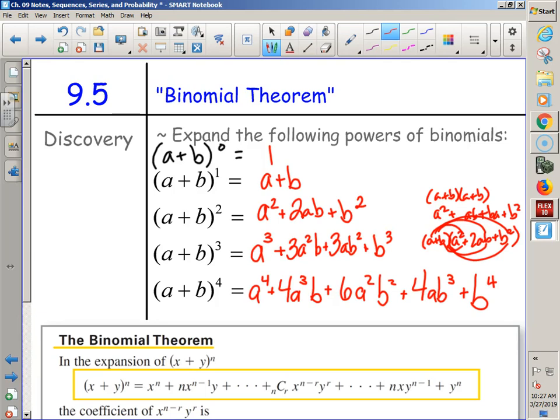Oh, okay. So there's patterns as far as the powers of the first. There's patterns as far as the power of the second. There's patterns as far as being able to double check that you've done it correctly. But there's also patterns for the numbers in front. What was Joe just saying a second ago? A triangle?